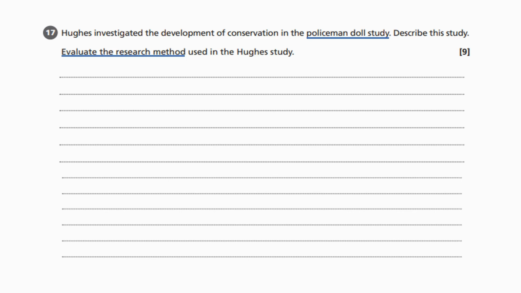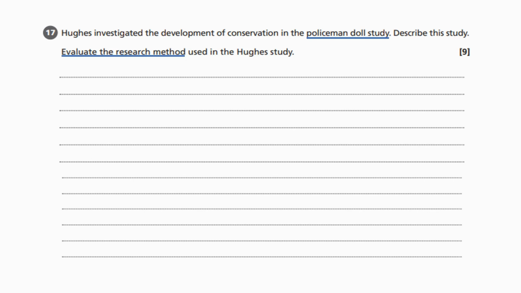The second part of this essay is asking you to evaluate the research method used by Hughes. Now that means that this essay is what we call a synoptic essay because half of the question is in the development topic, which is the policeman doll study, and the other half of the question is asking about research methods. That would be in the research methods topic.